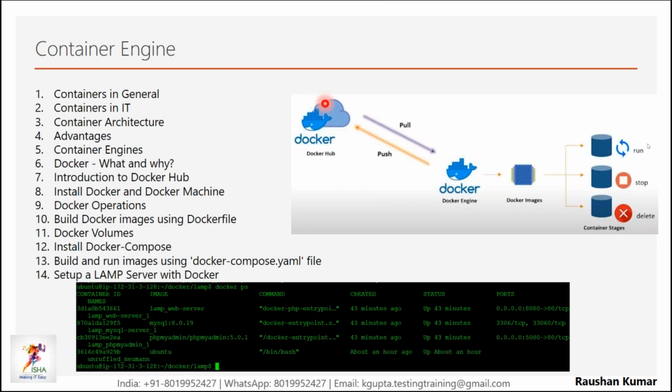Then we come to the Docker container engine. We'll deploy our own application here. If you can see, from my EC2 instance, I was able to deploy one LAMP stack.